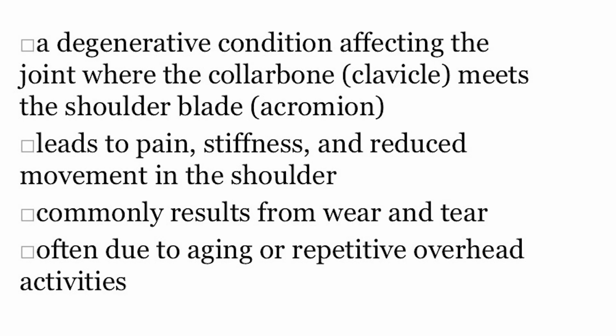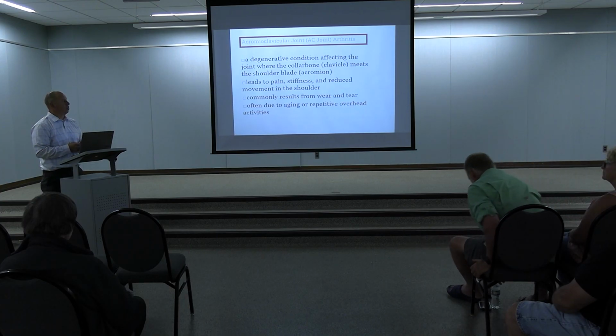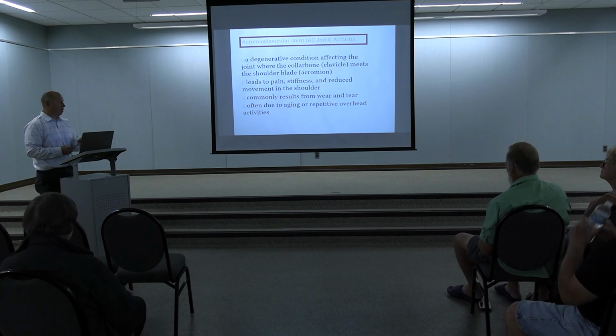Next condition we'll talk about is acromioclavicular joint arthritis. So this is a degenerative condition where you have arthritis at the end of your collarbone, where it joins the shoulder blade. It can lead to pain, stiffness, limited range of motion of the shoulder. A lot of times it's going to be the result of wear and tear. As you get older, if you've done activities with your upper extremities or done physical labor, a lot of times you're going to develop arthritis in this joint.